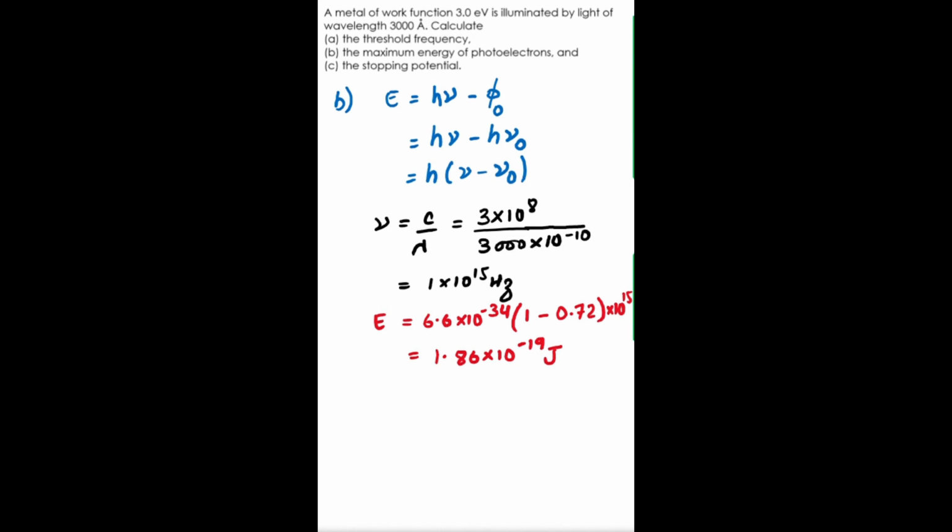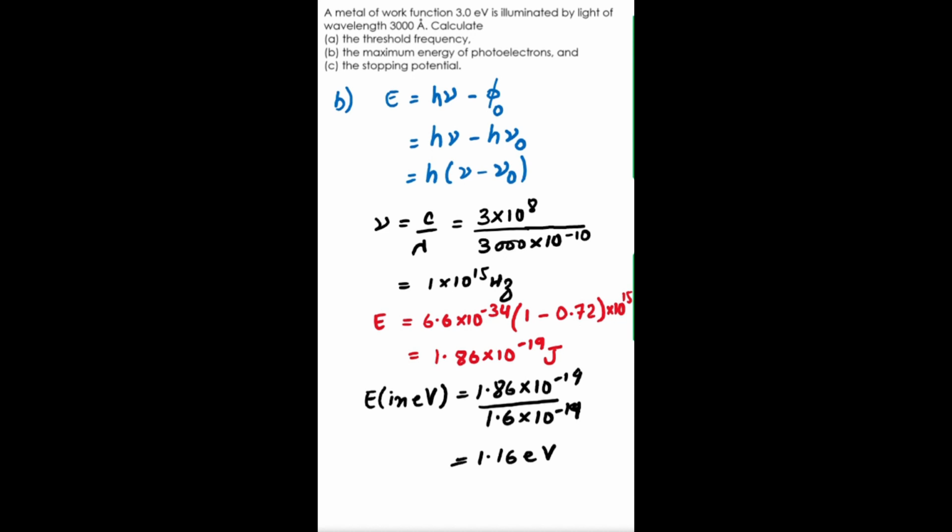So we can also convert this answer into electron volt by simply dividing it with 1.6 into 10 raised to minus 19. So the energy E of the electrons in eV, electron volts, will be equal to 1.86 into 10 raised to minus 19 whole divided by 1.6 into 10 raised to minus 19, and that gives us 1.16 electron volt.